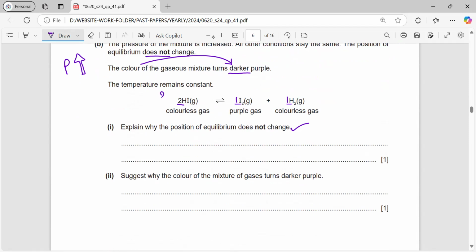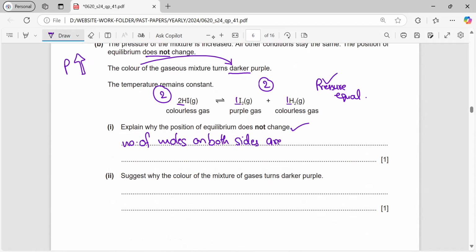Hydrogen iodide is also 2 moles, and for iodine and hydrogen, 1 plus 1 also becomes 2. So it means the pressure on both sides is equal. If the number of moles are the same, that means pressure is also the same on both sides. So what reason will we give? We will not give the reason of the pressure. We will write about the number of moles, that the number of moles on both sides are equal.